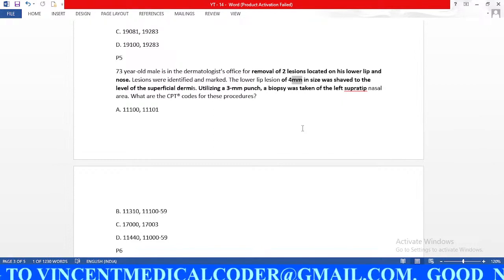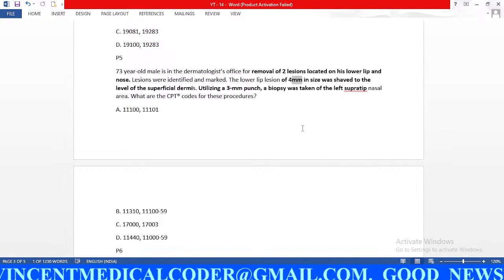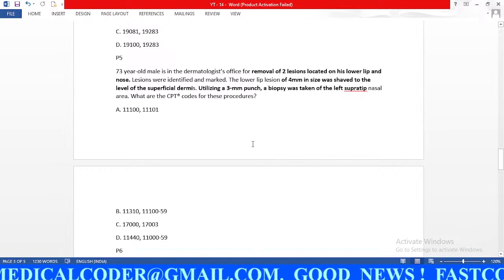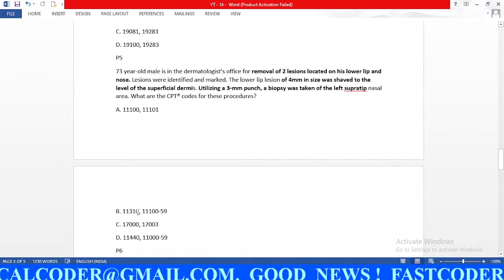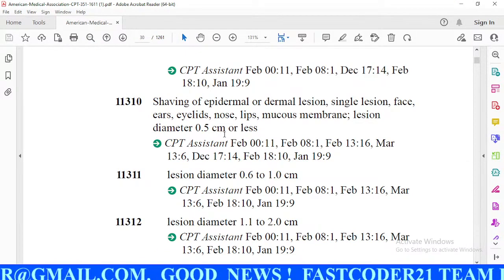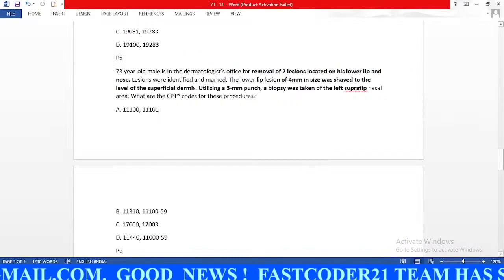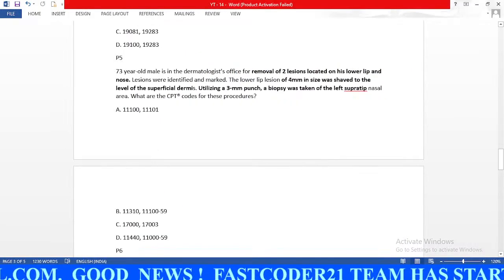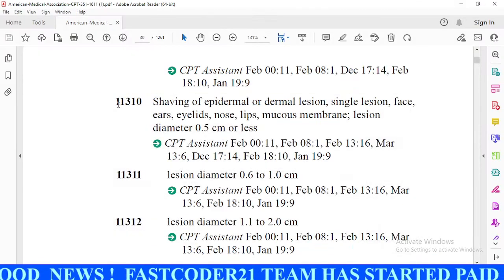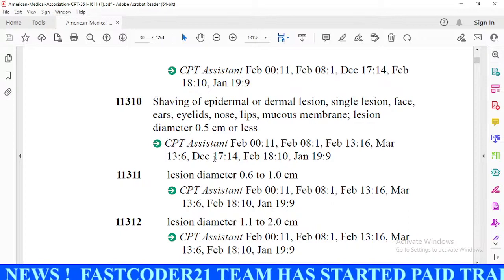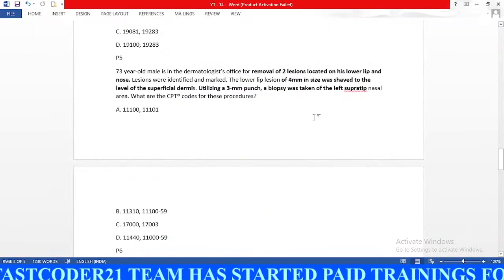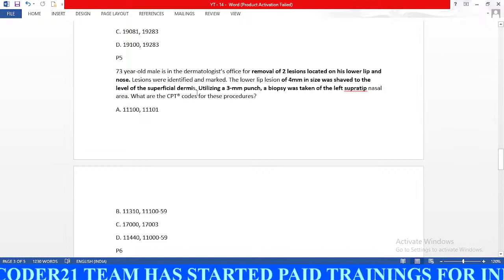These are the most important tips you need to remember in the integumentary system. Based on millimeter, centimeter, square centimeters, we have code descriptions. Here 11310 is for 0.5 centimeters or less, and ours is only, sorry, 4 millimeters. So we can choose 11310, for shaving until epidermal, shaved to the level of the superficial dermis.